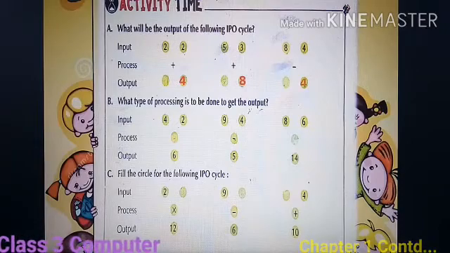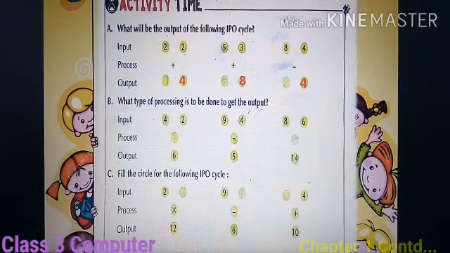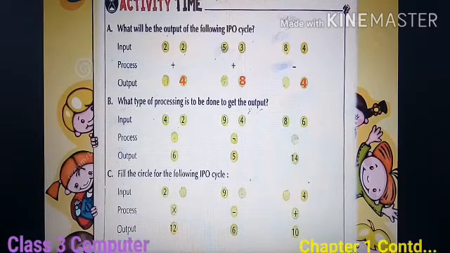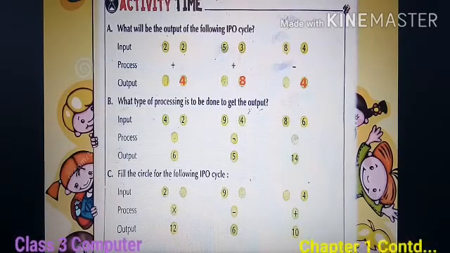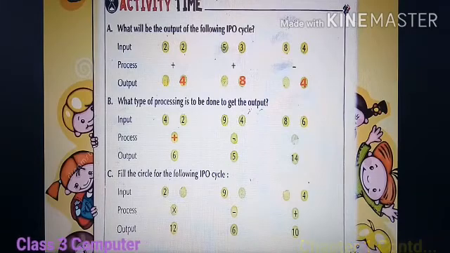And the second question is, what type of processing is to be done to get the output? So here we have to find out the process. In the first question, we have input 4 and 2 and the output is 6. Then which process gets the result 6? Yes, plus. When we add 4 and 2, we get the output 6.